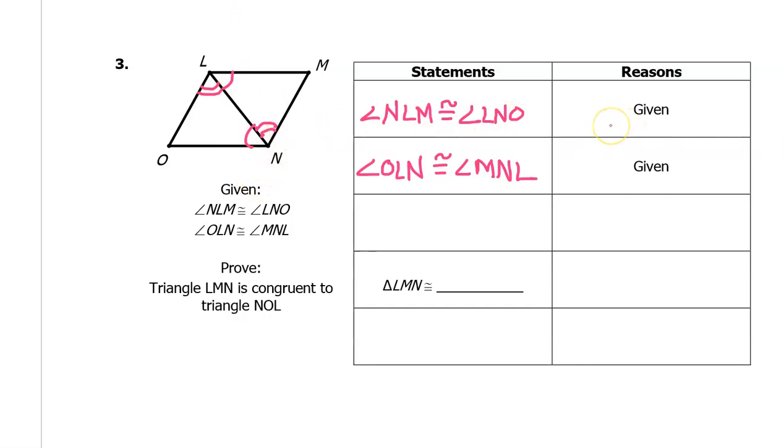Okay, that's it for the given. This is not enough information to prove that the triangles are congruent. Is there anything that we can mark automatically? Yes, the shared side. When you mark the shared side, you are saying that LN is congruent to itself. In other words, segment LN is congruent to segment LN. And when you make this silly little statement that something is congruent to itself, that is called the reflexive property. And you just have to memorize that.